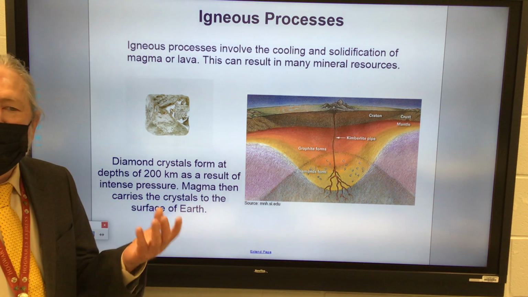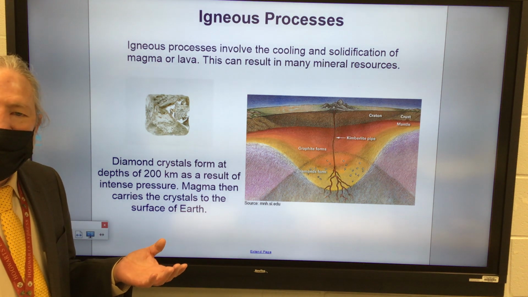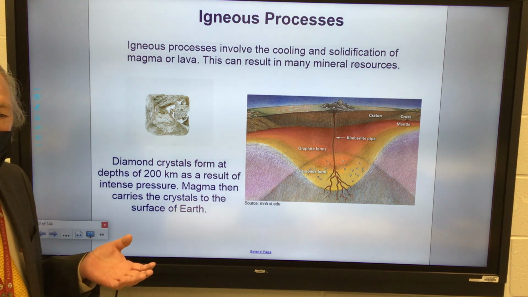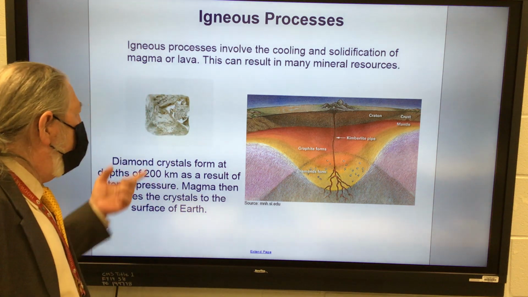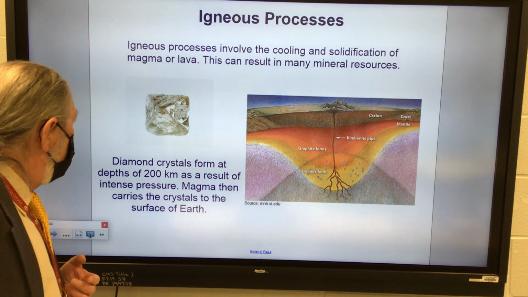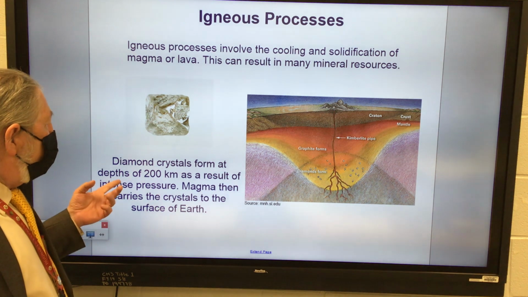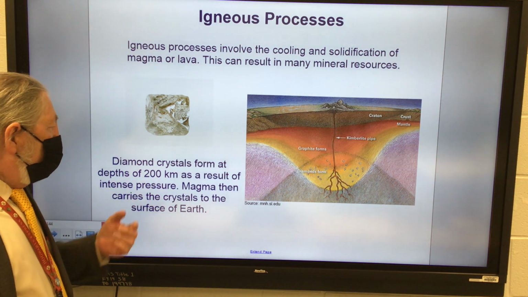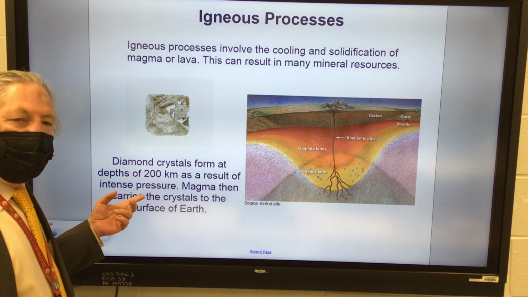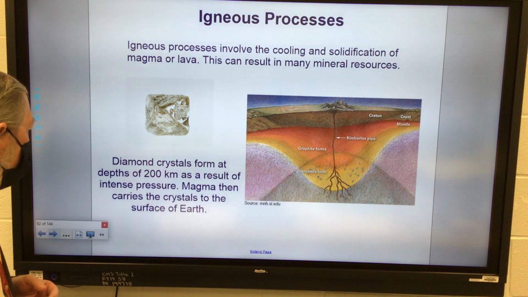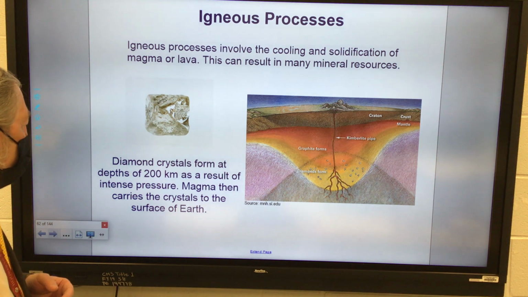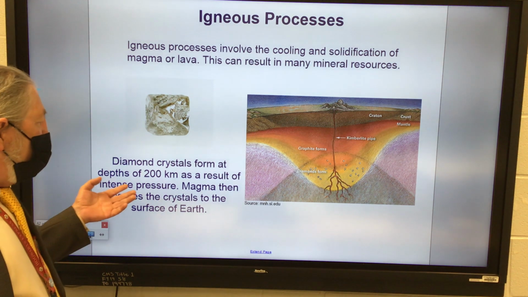So igneous processes involve the cooling and solidification of magma or lava. In other words, lava and magma are really hot liquid rock, and then it cools, right? And that's what they call solidification. Okay, so look right here. Here's a diamond crystal, and these form at about 200 kilometers, which would be about 120 miles down. Diamonds form at depths of 200 kilometers as a result of intense pressure.